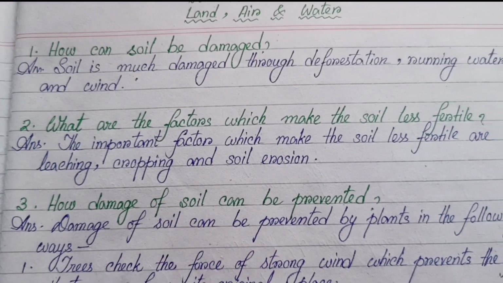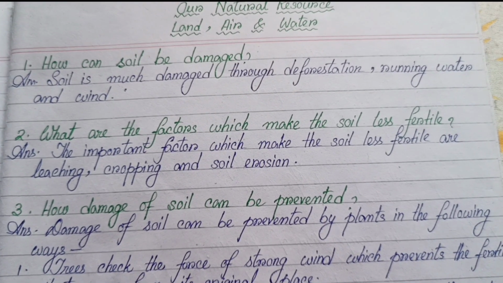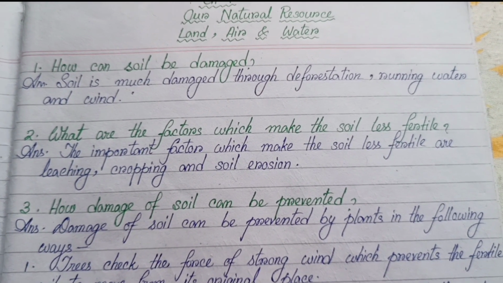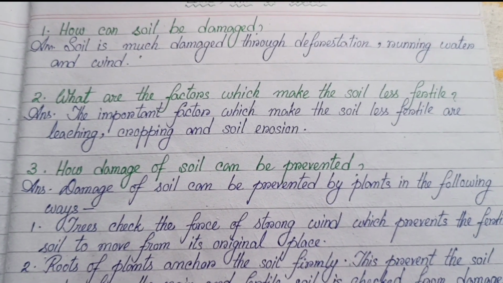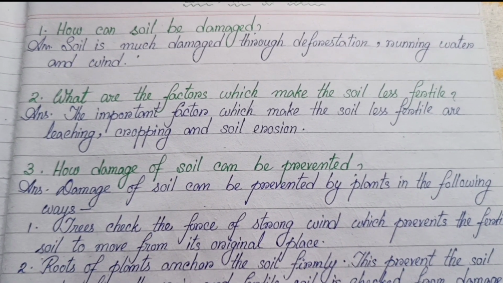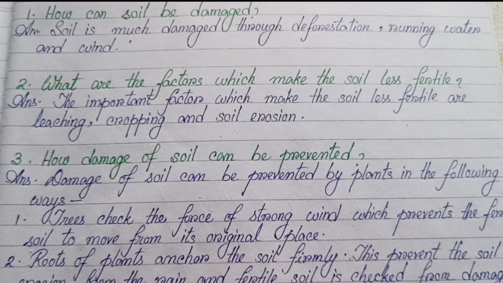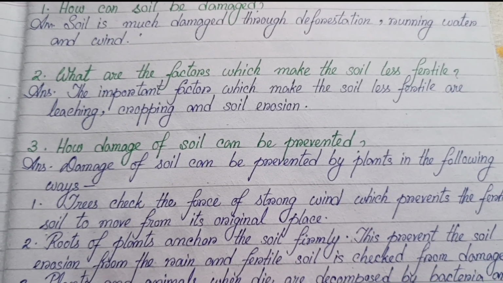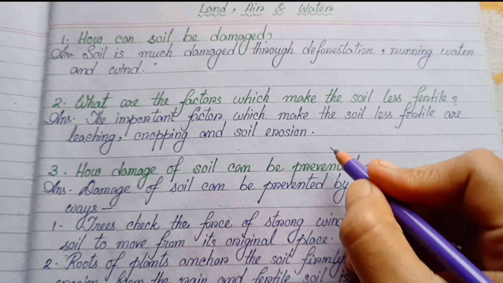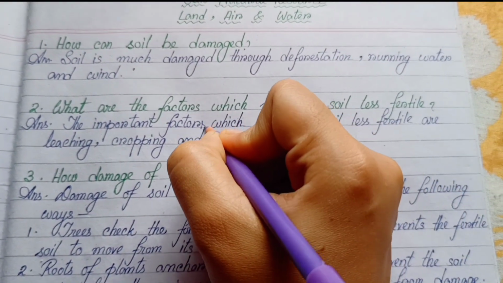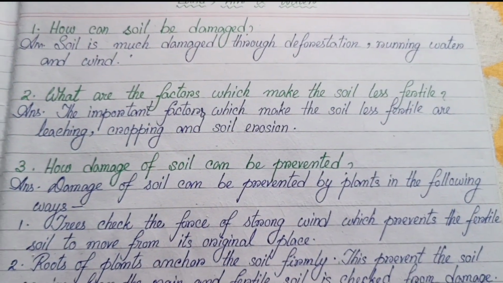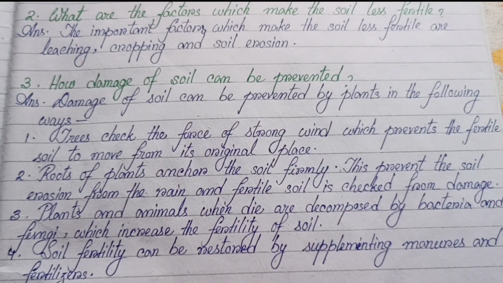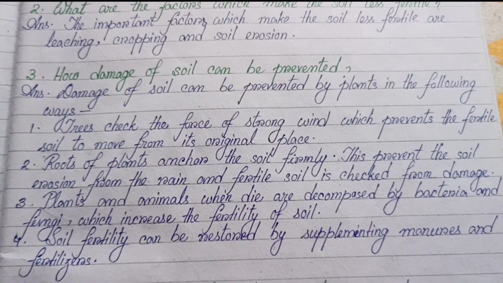How can soil be damaged? Soil is much damaged through deforestation, running water and wind. Number 2, what are the factors which make the soil less fertile? The important factors which make the soil less fertile are leaching, cropping and soil erosion. Number 3, how can damage of soil be prevented?